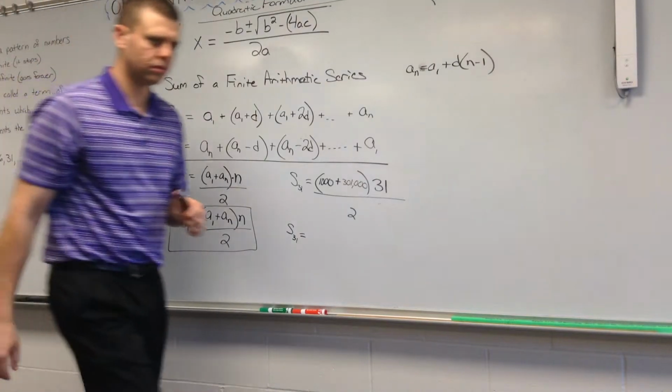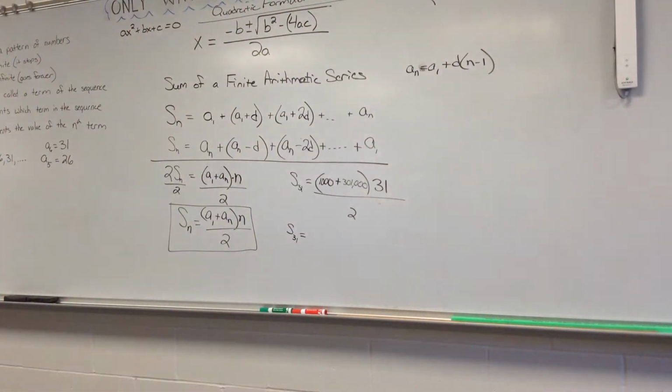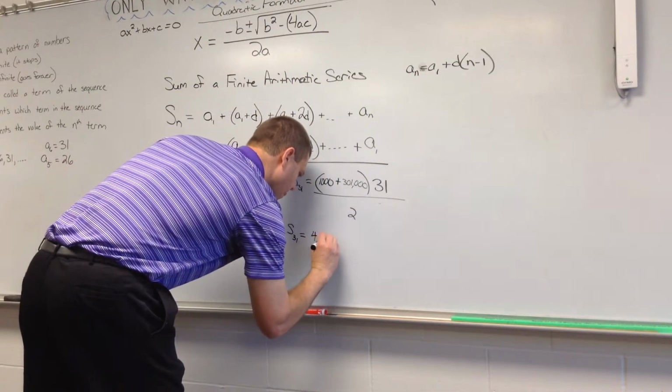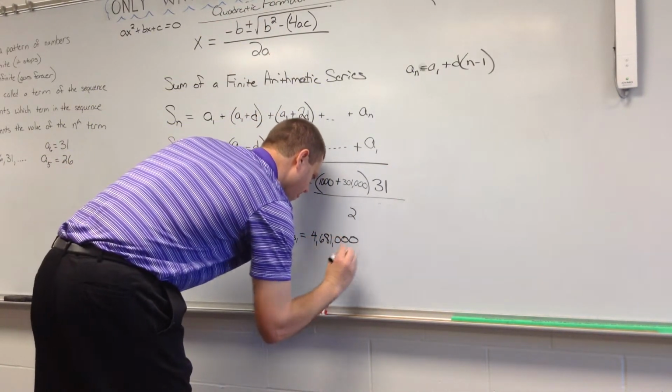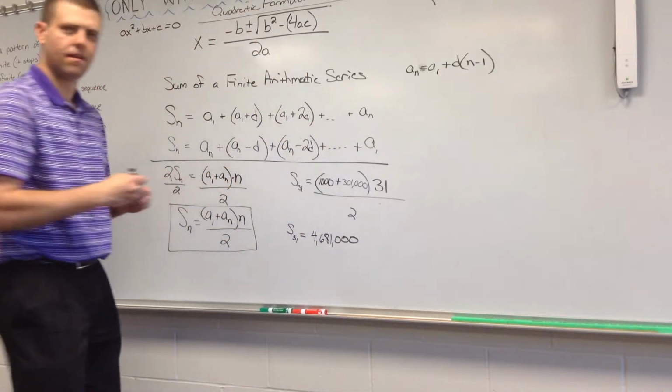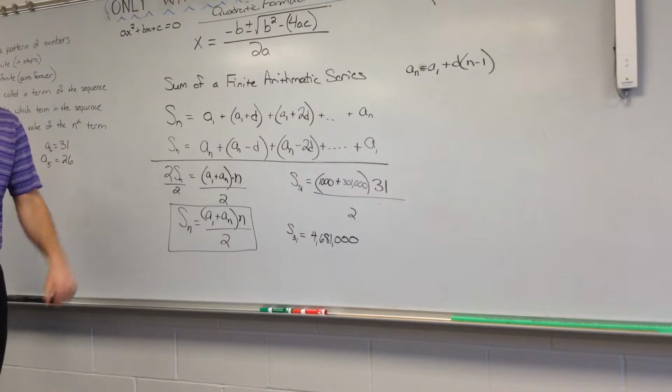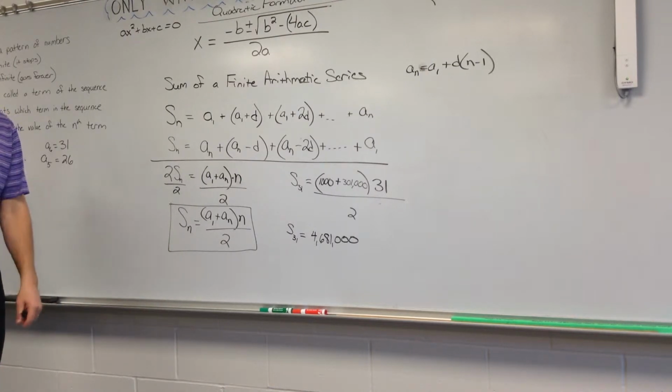What do you got? 4,681,000. Perfect. Yep, 4,681,000. Yep, he's right. So even a little quicker than Excel, unless you're good with Excel, obviously. If you're good with Excel, you can rip that out real fast.